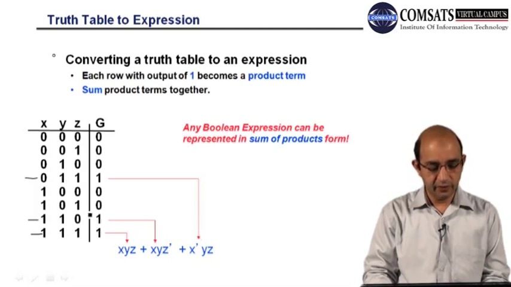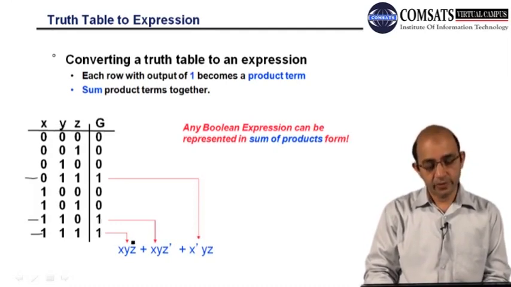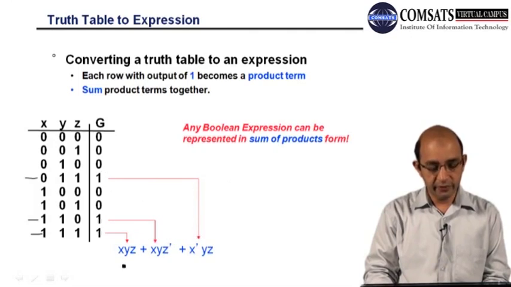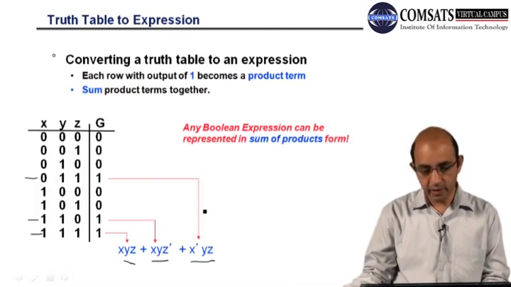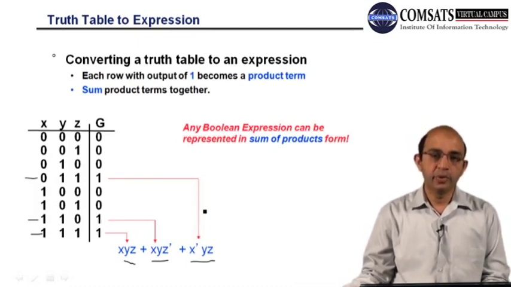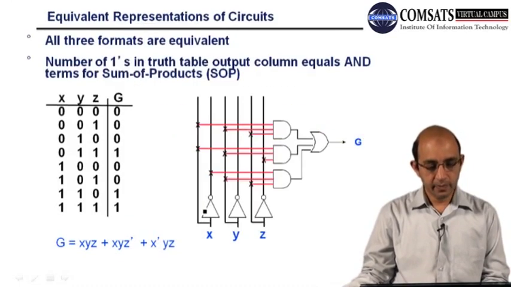For the second one we will have x, y and z bar, because we have a 0 over here. And for this one we have all ones, so x, y and z. Then we add all those different elements which we got from the corresponding rows. So this is the Boolean expression: g is equal to x, y, z plus x, y, z bar plus x bar, y, z. So we got the Boolean expression from the truth table.